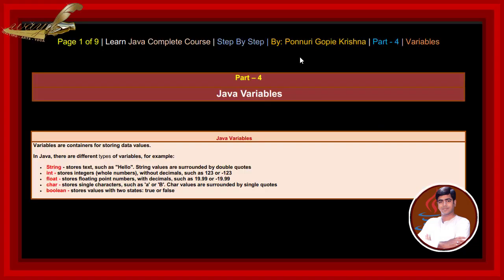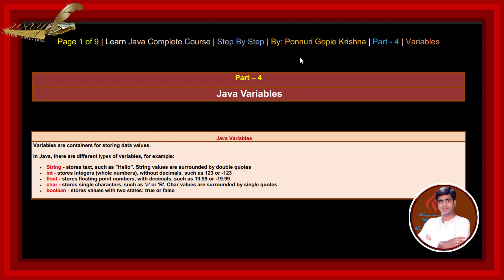In this session, let us learn about Java variables. Variables are containers for storing data values. In Java, there are different types of variables. For example, String stores text such as hello. String values are surrounded by double quotes.